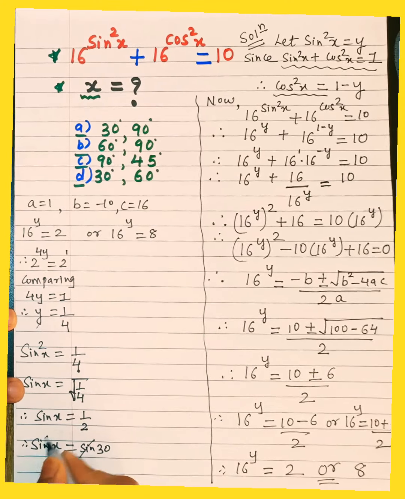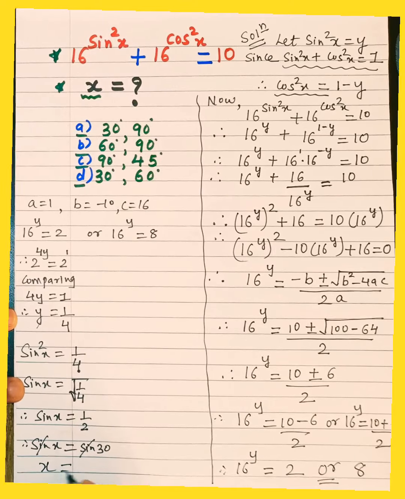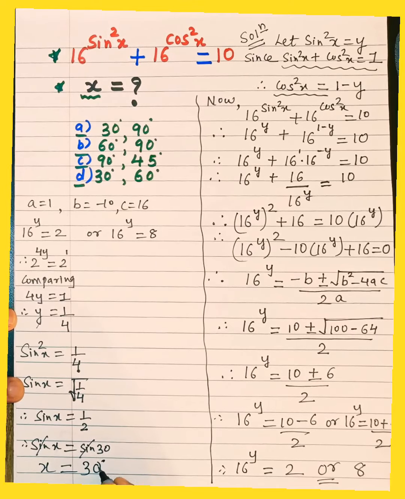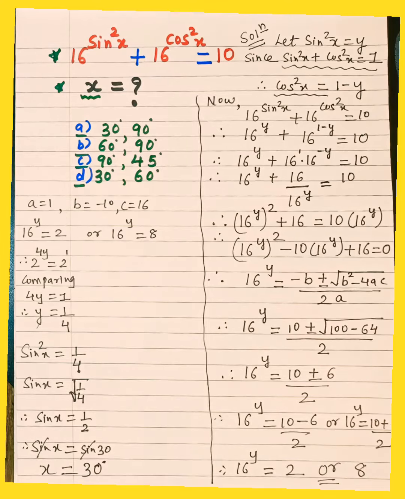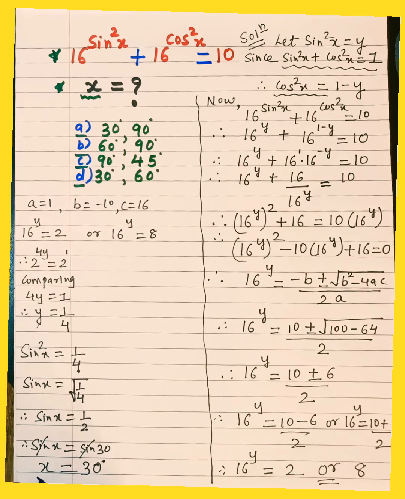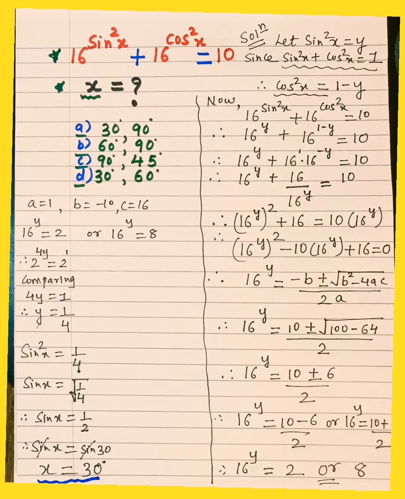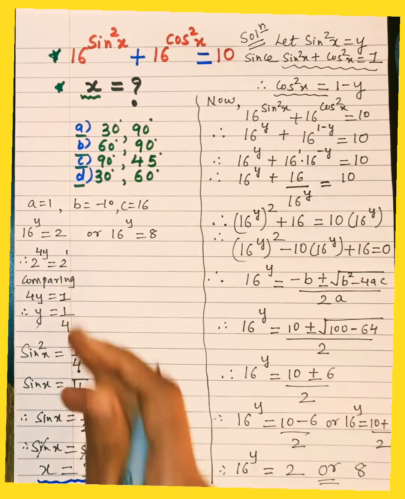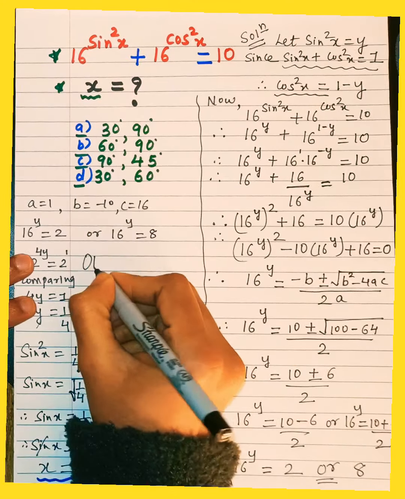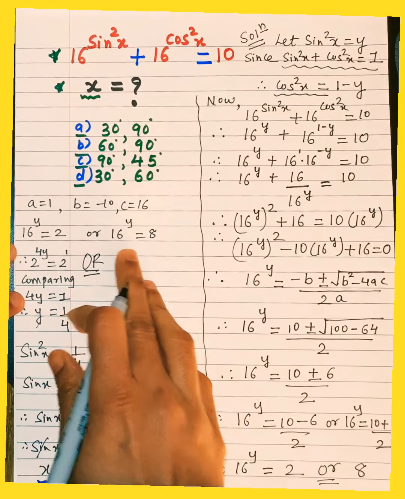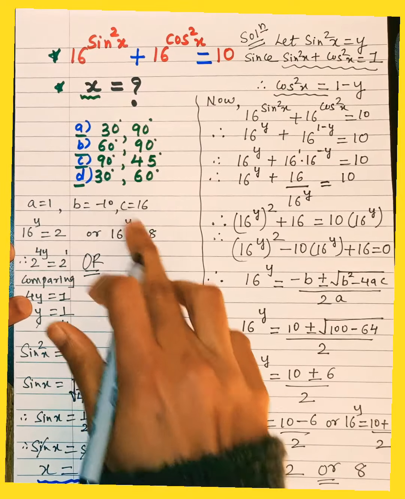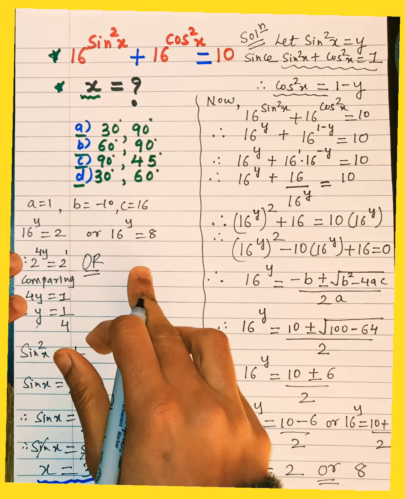Now this sine and sine cancel, so x is equal to 30 degrees. So this is our one value for x. Now we will see the second part. This one we have solved now, and the other part was 16 raised to y equal to 8. Now again, the same steps we will proceed with here.